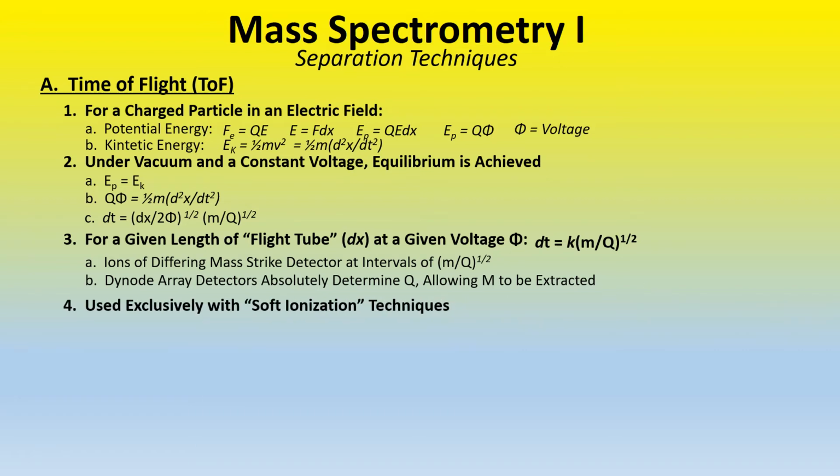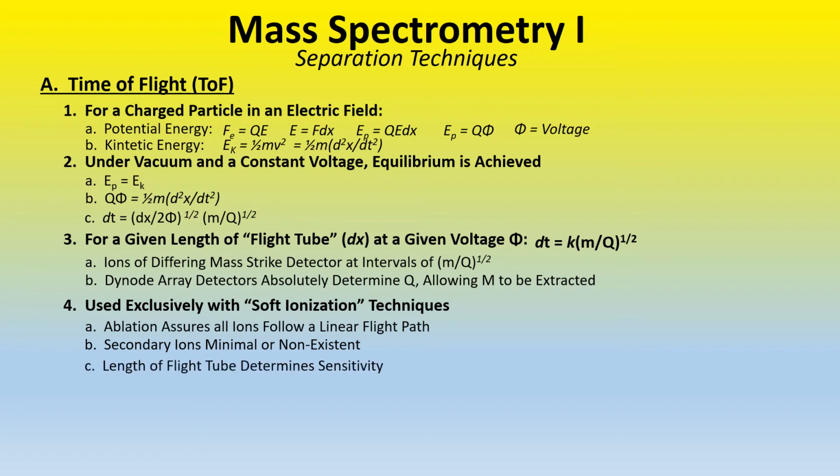Time of flight is used exclusively with the multiple soft ionization techniques. For one thing, ablation assumes that all the ions will follow a linear flight path and won't be bouncing off the flight tube walls. Also, with soft ionization, secondary ions and fragments are minimal at best, non-existent usually. And therefore, you can basically build an instrument to be as sensitive as you want by simply changing the length of the tube.